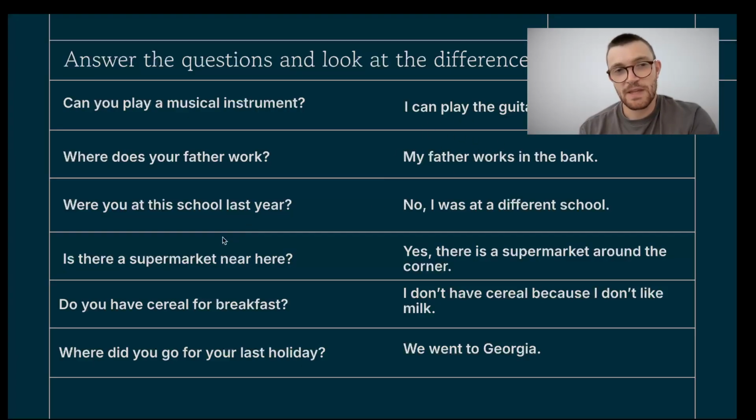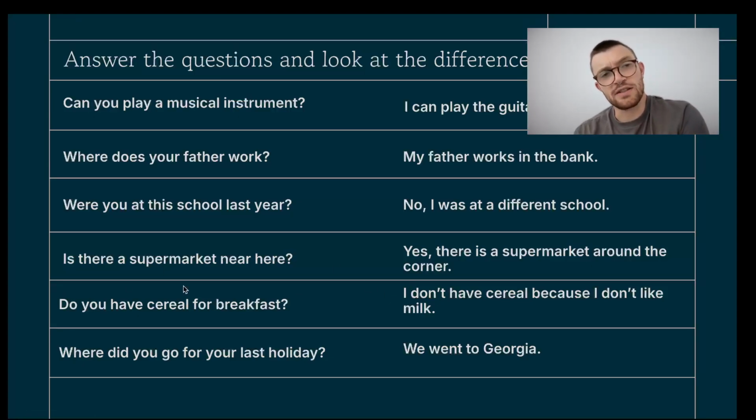Okay. In this one, were you at this school last year? No, I was at a different school. So, were you, verb, subject. In the answer, I was, subject, verb. Is there a supermarket near here? Is there? In the answer, there is. In this question, do you have? And this one, I don't have. So the do, and then you, and then I, and do.